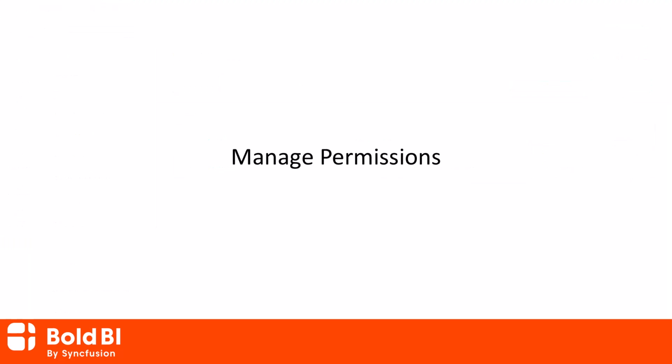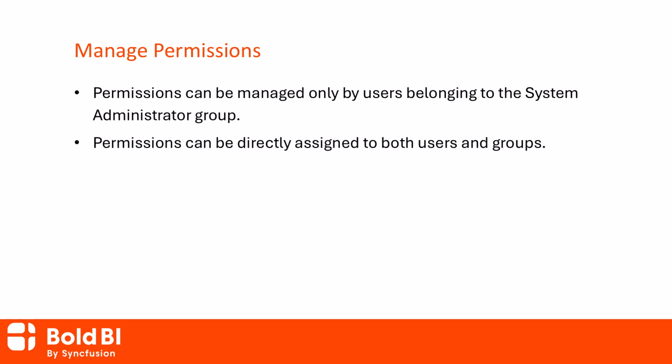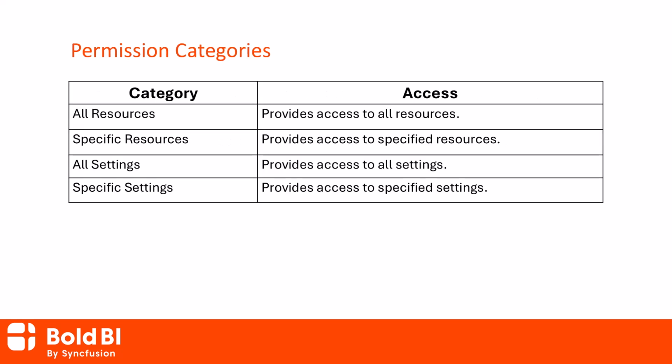Now, let's see how to manage permissions for users and groups. Permissions can be managed only by users belonging to the System Administrator group. They can be directly assigned to both users and groups. Bold BI organizes permissions into 4 categories: all resources, specific resources, all settings, and lastly, specific settings.